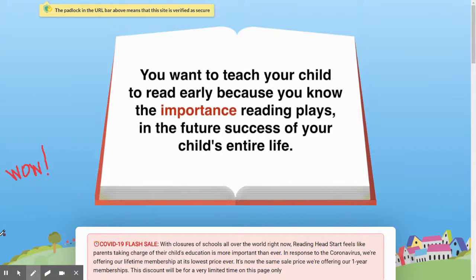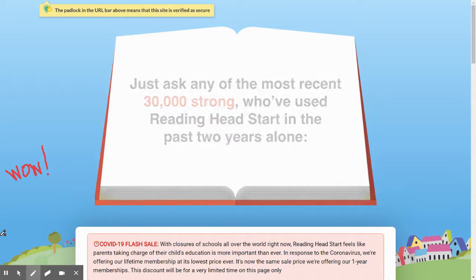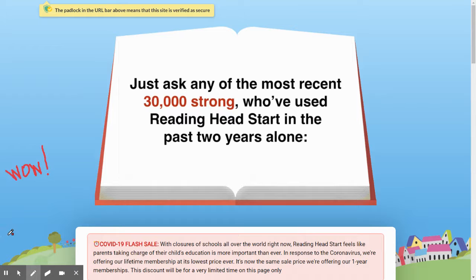You want to teach your child to read early because you know the importance reading plays in the future success of your child's entire life. Just ask any of the most recent 30,000 strong who've used Reading Head Start in the past 2 years alone.